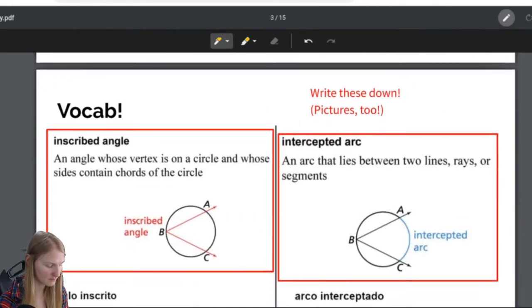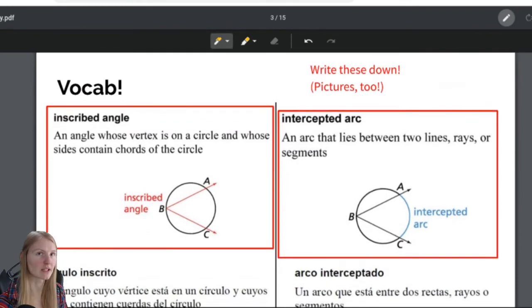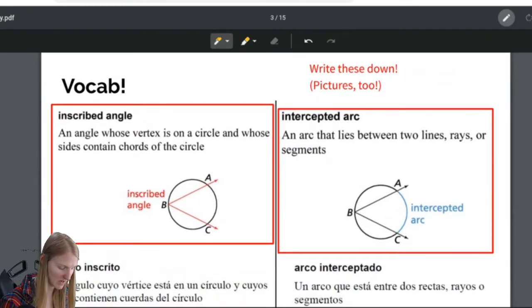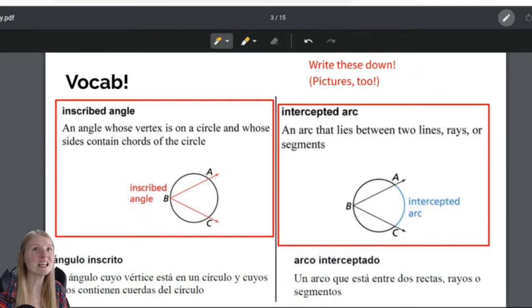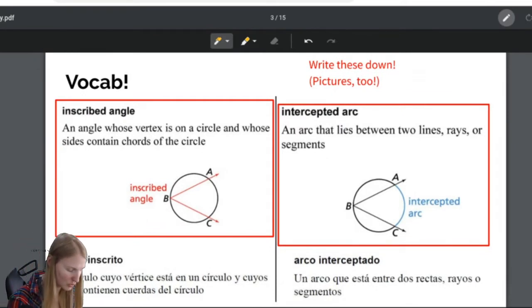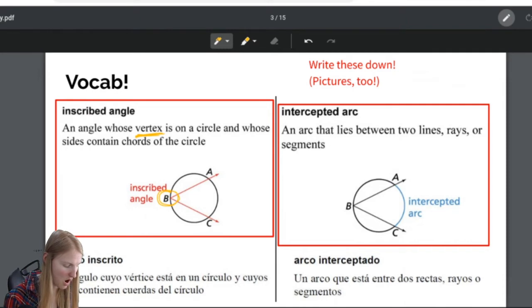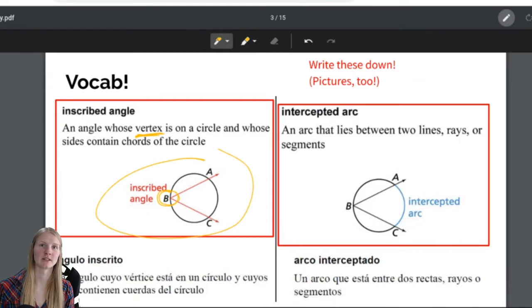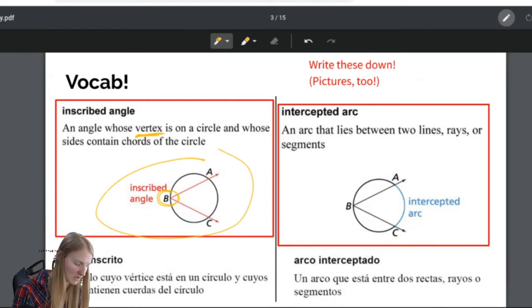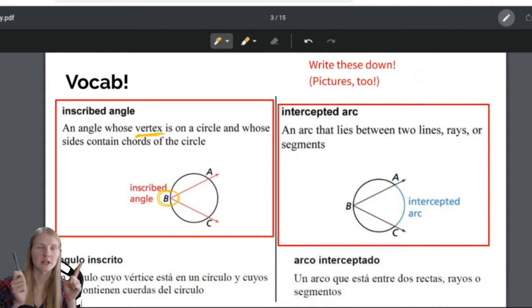Well, yes, please write these down. Please pause the video and write these down. The pictures too. An inscribed angle is an angle whose vertex, and remember the vertex is the corner, so this is the vertex. The vertex is on the outside of the circle, and the sides are chords of the circle. Basically, it looks like this. That's an inscribed angle. The red thing right here is an inscribed angle. So please put that in your notes and draw the picture in your notes.